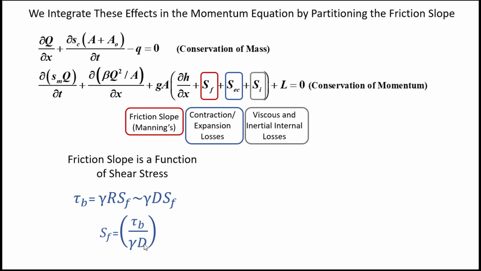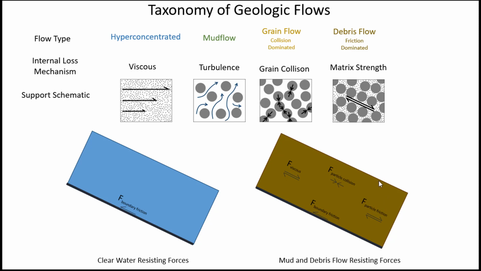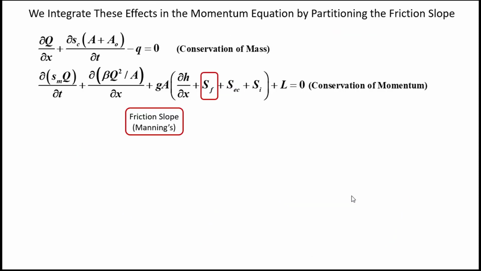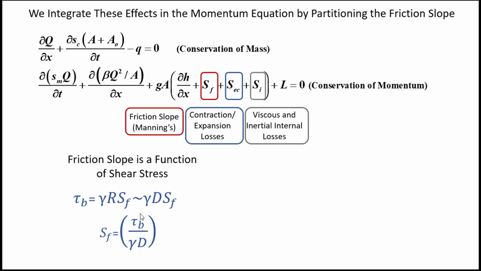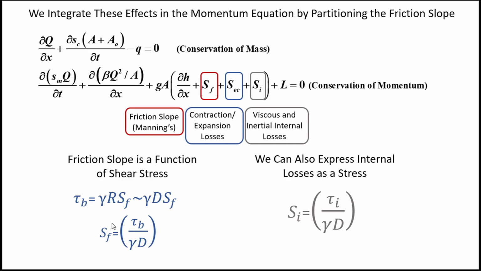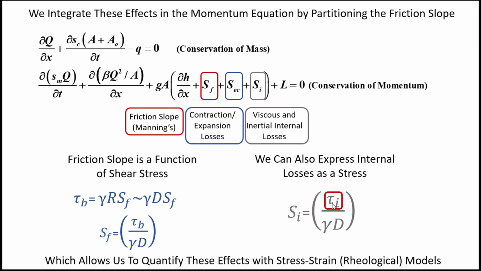Well, that's interesting. If we can take all of these processes and put them in terms of a stress, then we can back out a friction slope. Well, how are we going to do that? So our internal loss slope is just going to be this kind of weird internal loss shear divided by the unit weight of water over depth. So how do we get this weird internal loss shear?